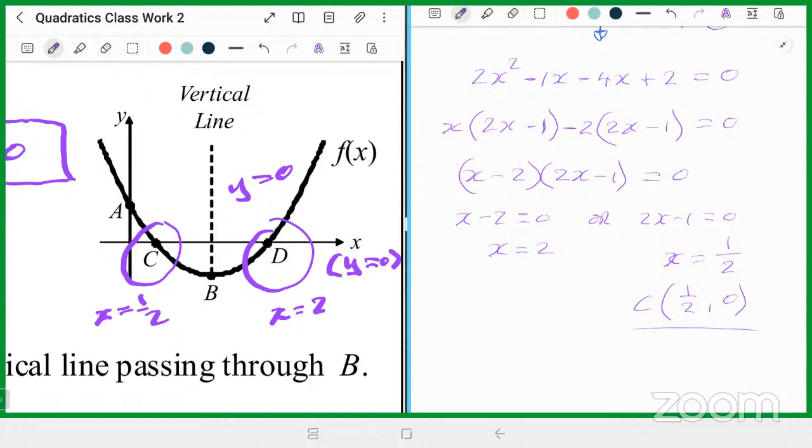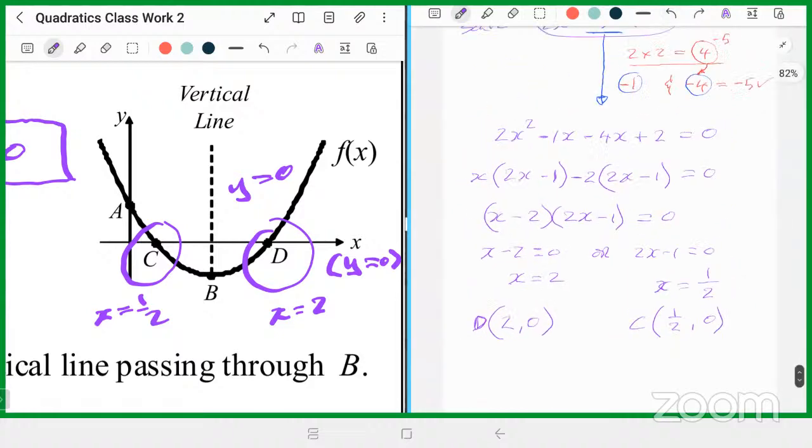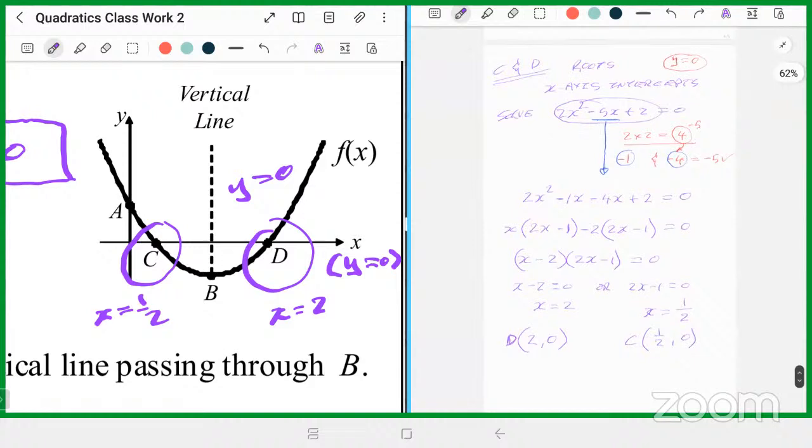So this is for the point C. Then this one is now at the point D. So D now becomes the point. The x value at D is this 2, and the y value at D is 0. So those now would be the coordinates of the points C and D. And that is how that part will be found.